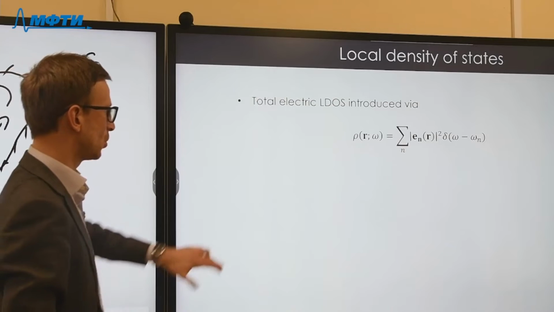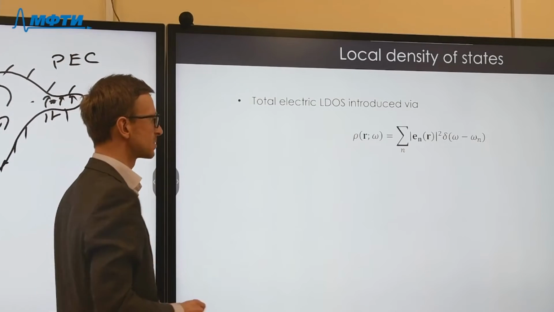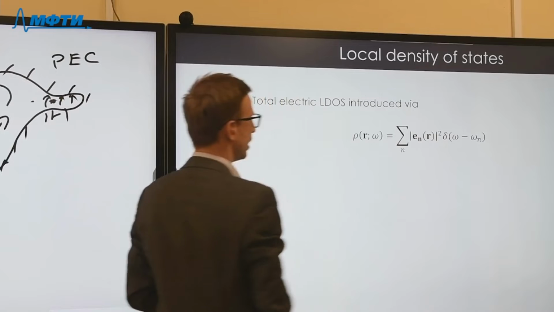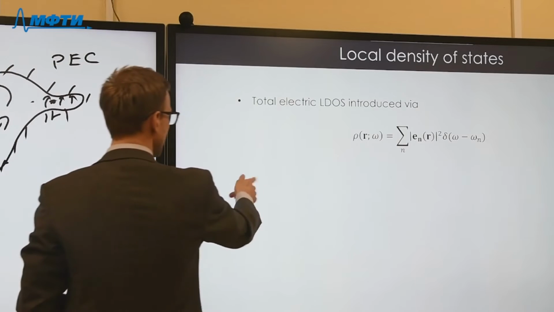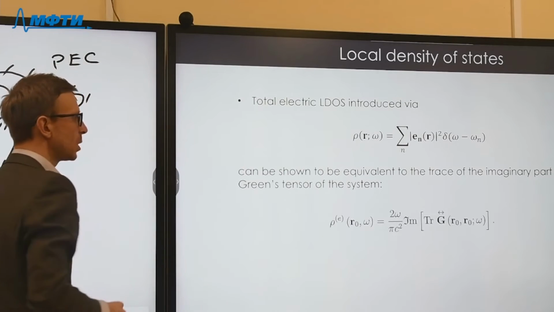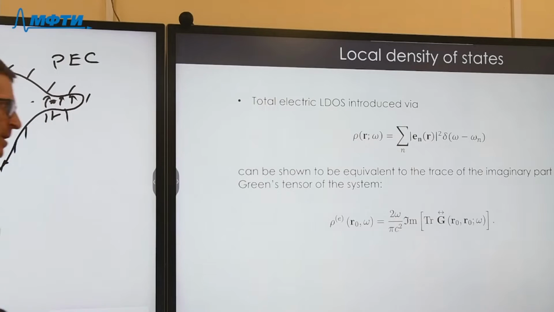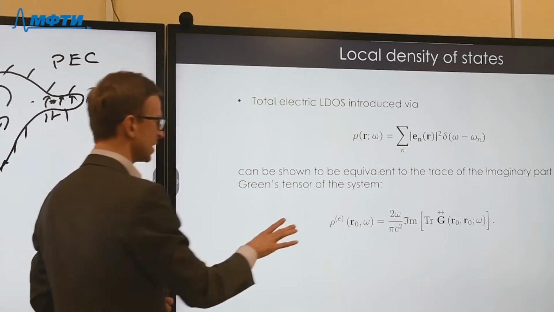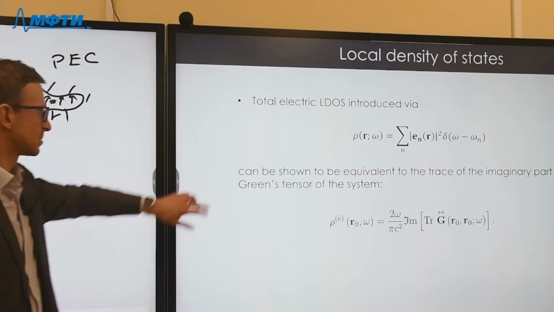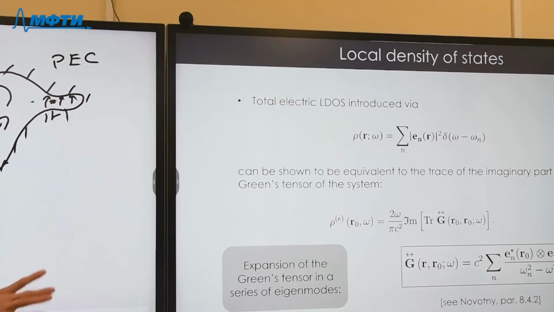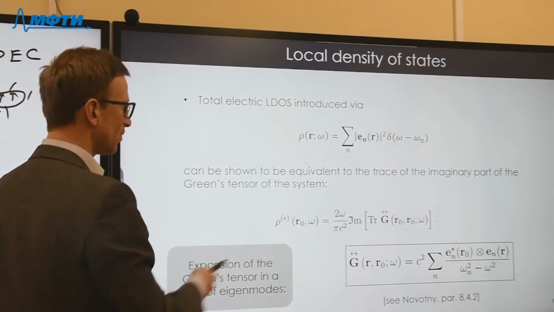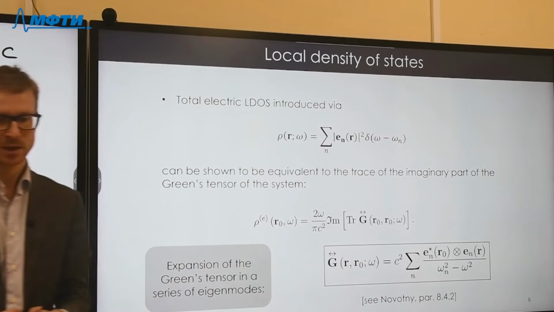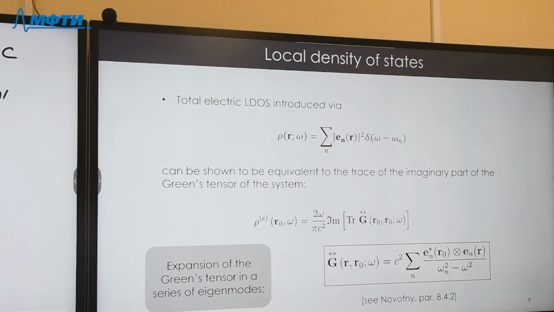And one can show that this local density of states that is introduced by the following expression, simply by counting all the modes and weighing them with the local electric field intensity, is absolutely equivalent to the following expression that we introduced earlier via the Green's tensor. I'm not going to prove this today, but if you're interested, the proof of that equivalence can be done using the Green's tensor expansion over eigenmodes that we introduced in lecture 2.